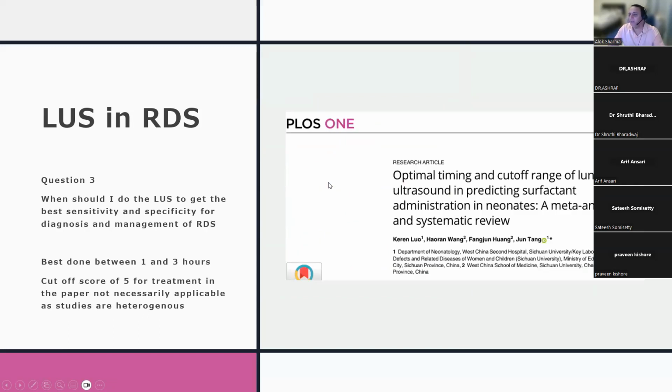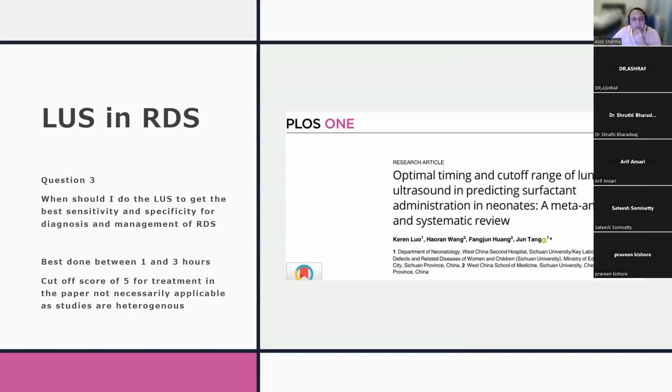More importantly, the question is, when should you do that lung ultrasound? So anybody have any views on when they should do a lung ultrasound? How early you should do it? I'm curious to hear from the group. Is anybody doing lung ultrasound at the moment for surfactant replacement?